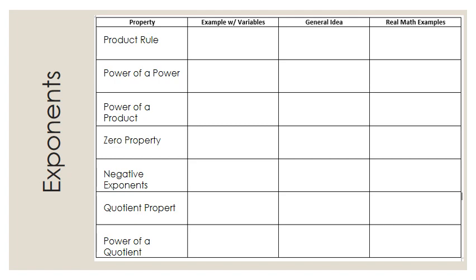For the product rule, that means that if I have a to the n times a to the m power, that means I'm going to add the exponents and keep the base. So again, we're going to add the exponents. So for example, if I have x squared times x to the third, that would equal x to the fifth.